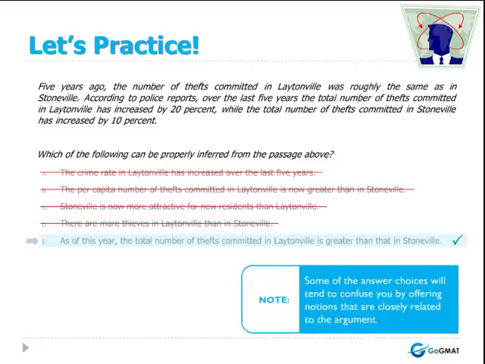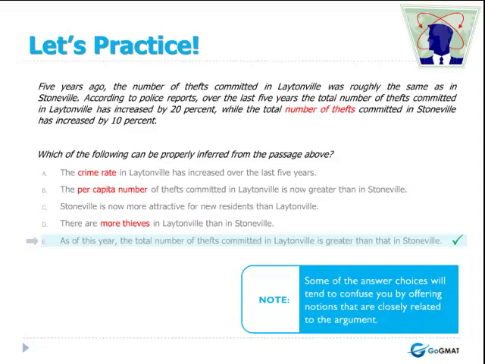You have to be very careful when reading GMAT arguments and picking the correct answer. Some of the answer choices will tend to confuse you by offering notions that are closely related to the argument. In this example, number of thefts got mixed up with number of thieves, per capita number of thefts, and crime rate. You have no information about any of them, however. They are all outside the scope of this argument. All the argument considers is the number of thefts, and its conclusion cannot go any farther than that.